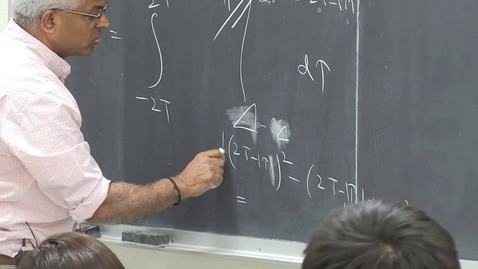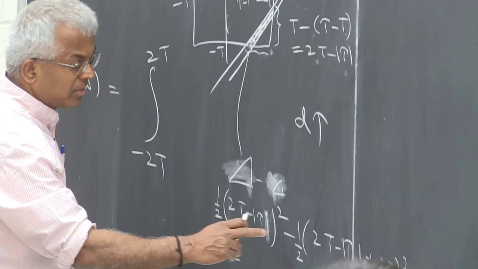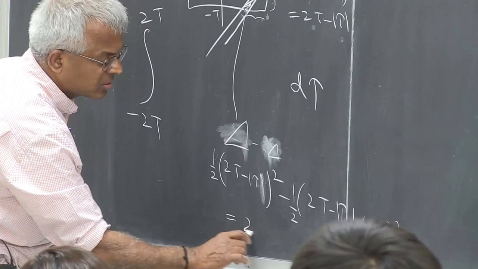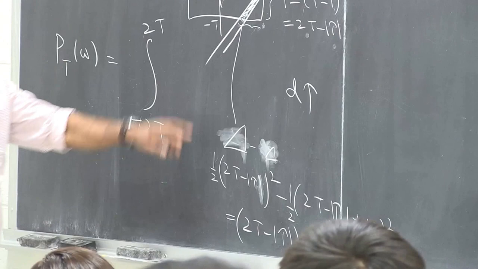So when you subtract, 2T minus tau squared goes away. There's also the half, right? Base multiplied by height times half. So if you expand this, the middle term is 2 multiplied by 2T minus tau multiplied by delta tau. The 2 and the half cancel. Plus, of course, delta tau squared by 2, but this we are going to assume is very small. So the bottom line is the difference of the two triangles is this area.